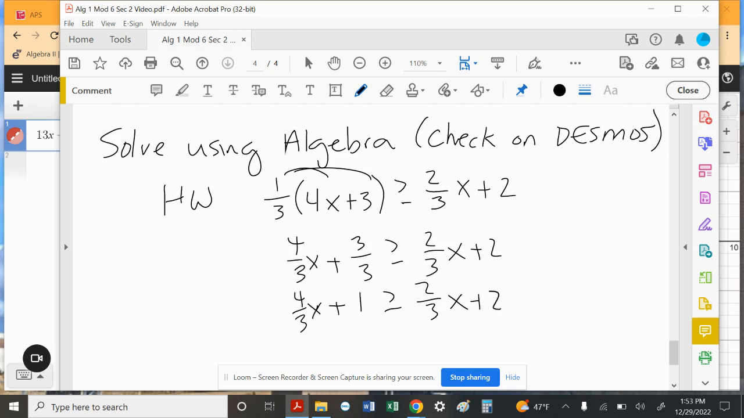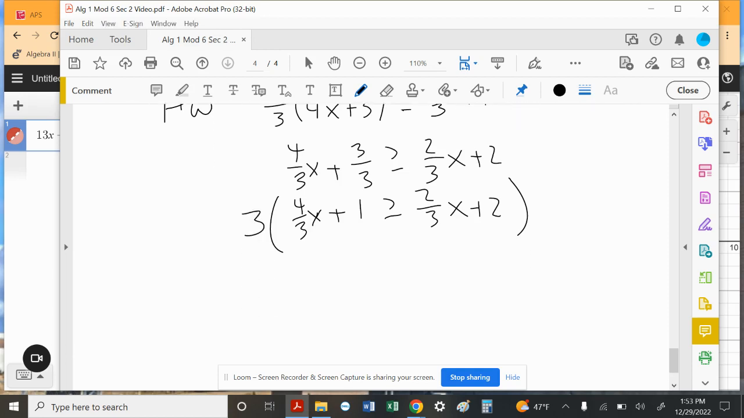plus 2. Now, anytime we want to get rid of a fraction, we look at a common denominator. We multiply that common denominator by all the terms. We're going to multiply 3 all the way through. So 3 times 4/3 is just 4. 3 times 1 is 3. 3 times 2/3 is just 2, because the 3's cancel, x, and then plus 6.